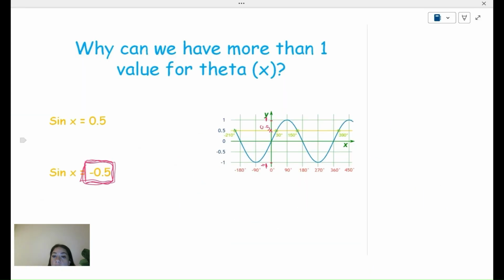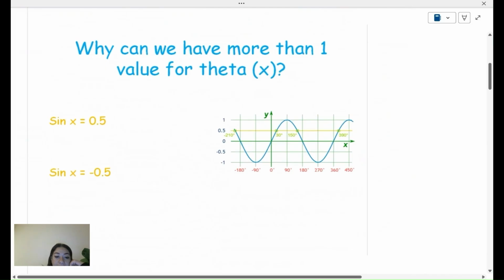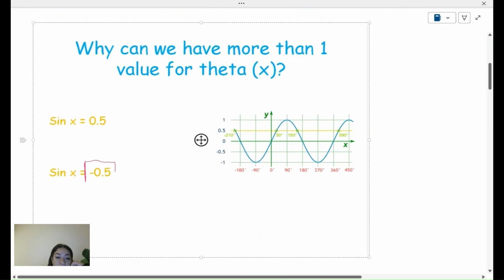When sine x was 0.5, my values were 30, 150, 390, and minus 210, right? Now I'm going to show you sine x when it's negative, and there's a reason why I'm showing you sine x when it's positive and sine x when it's negative.